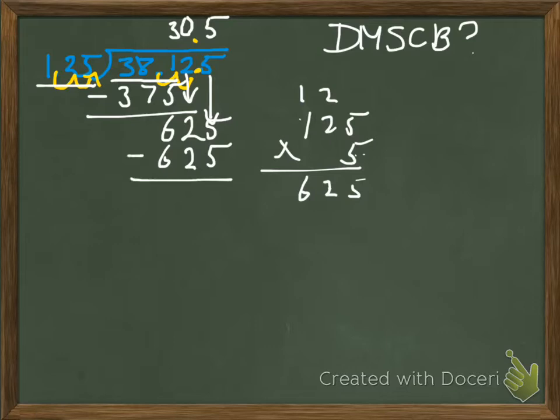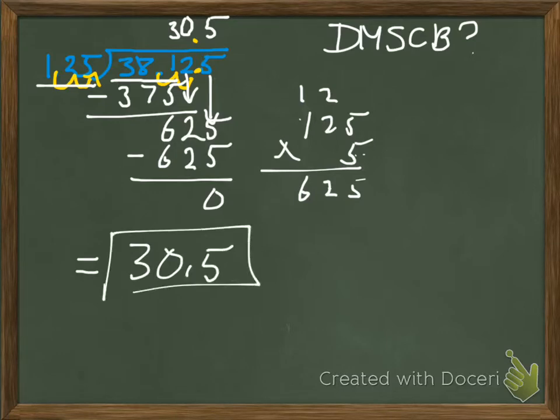Cool. Now when I subtract, I get a remainder of 0. And my answer for this problem is 30.5. Okay? Alright, so that's how you divide by decimals.